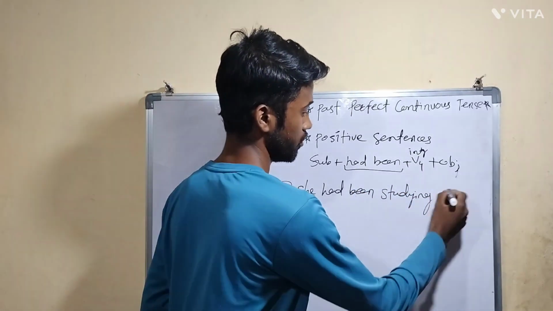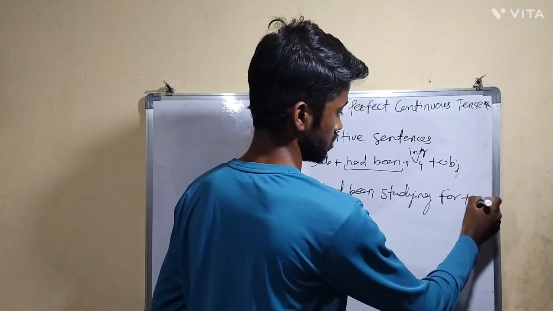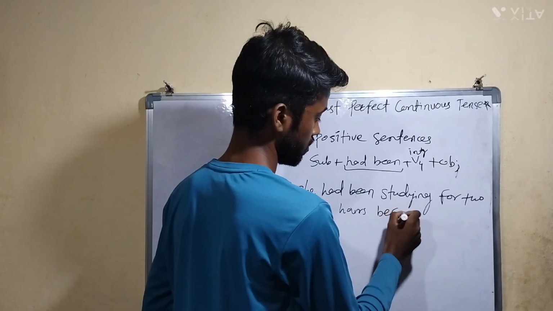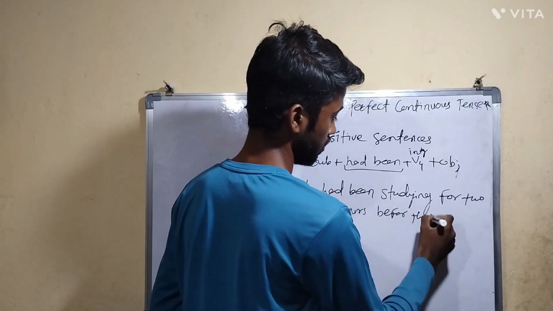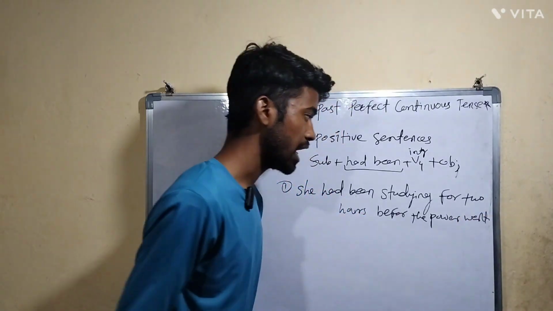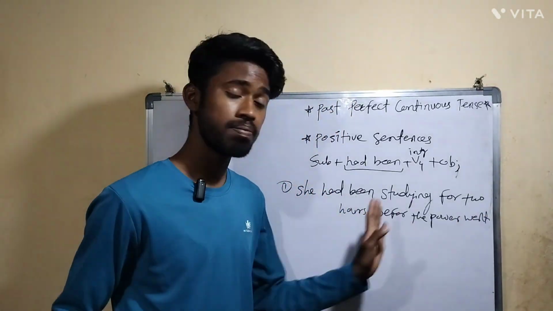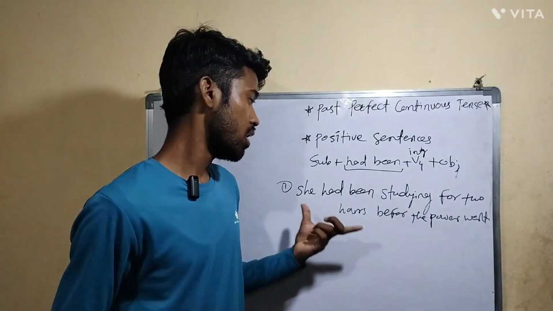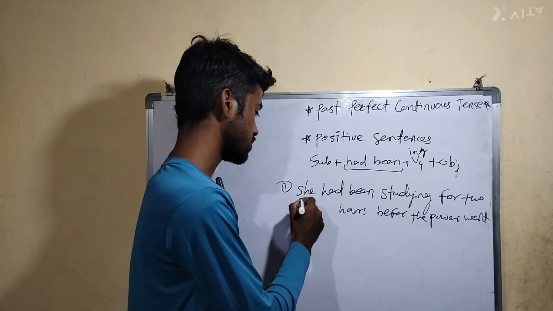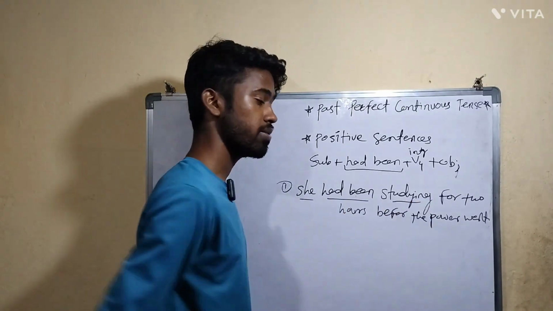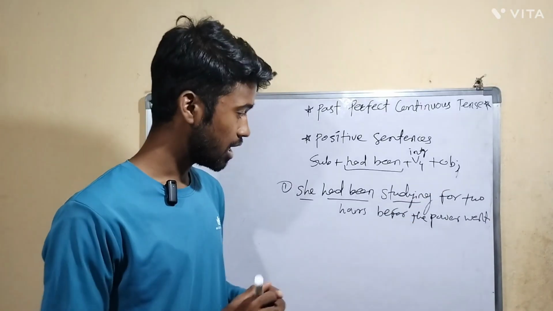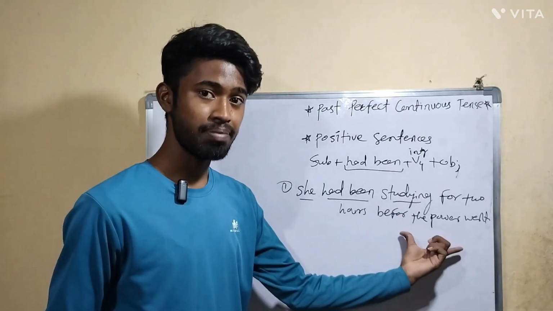She had been studying for 2 hours before the power went. So here, which sentence is in past perfect continuous tense first? This is the subject, this is the helping verb, and this is the fourth form of verb, and the remaining part is the object. Now see here, this is the second part, the second action.